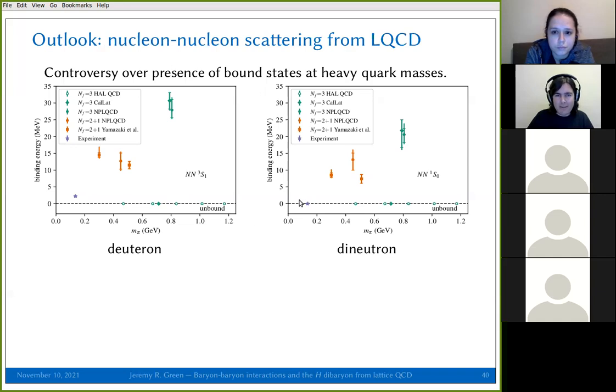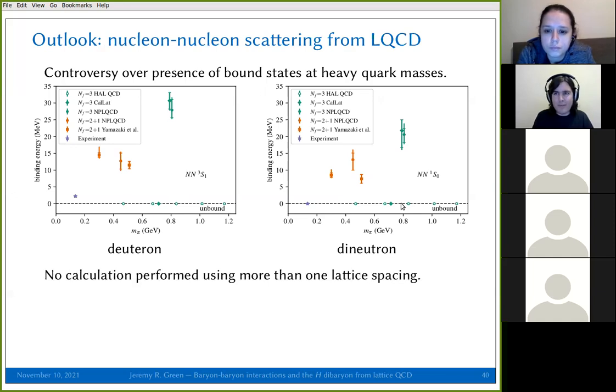Likewise, there's a dineutron state that's not bound at the physical point. The dashed line simply means unbound. And some groups say that it becomes a bound state as you go to heavier pion masses. But other groups have also done these calculations at similar quark masses, and they say there's no bound state. So there's quite a big disagreement, and there was actually an active controversy in the literature over these.